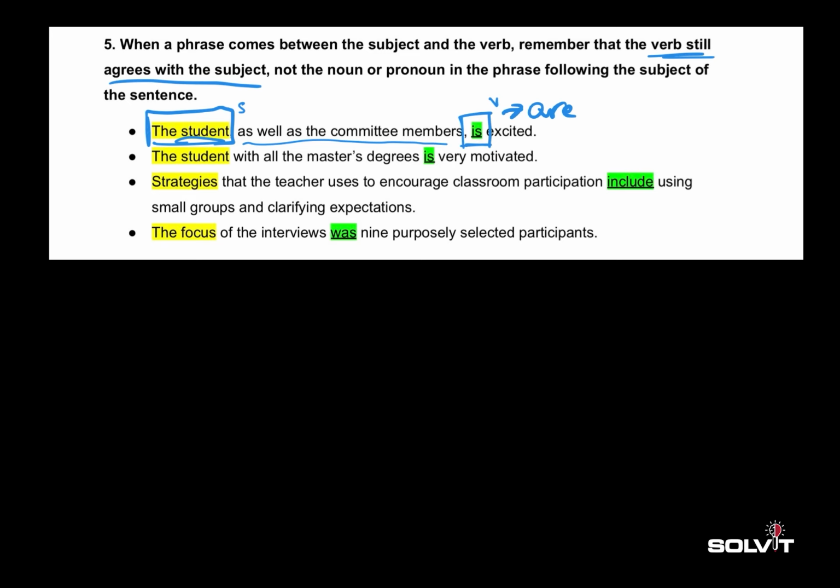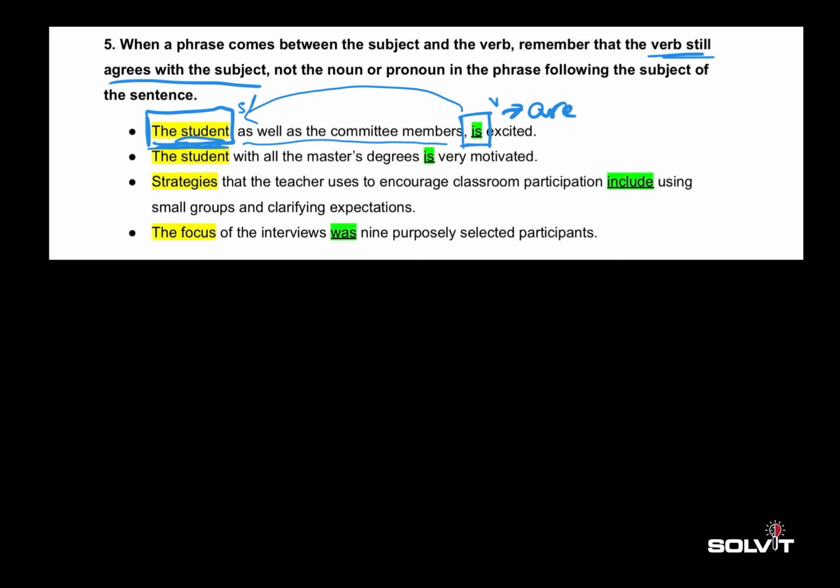Just because the phrase in the middle is plural, right? Because committee members are plural. So just because the phrase in the middle has something that is plural does not mean that you change the form of your verb. Because you have to understand that the subject is still the student, the subject has not changed, and the subject is still singular. So our verb must be singular, it cannot be plural. So, we cannot write the student as well as the committee members are excited. That is incorrect because we have to refer back to our subject, which is singular.